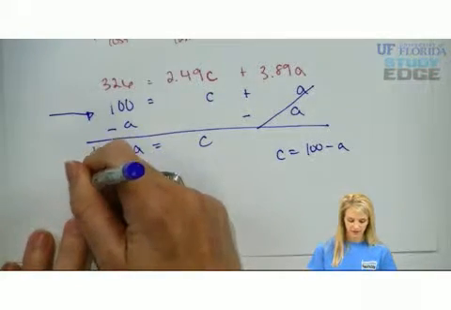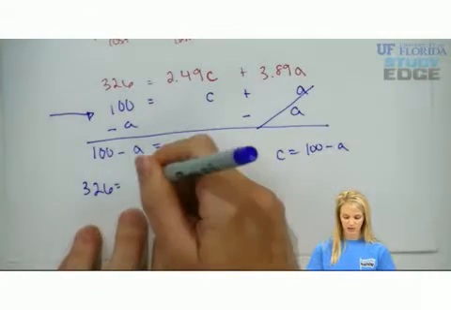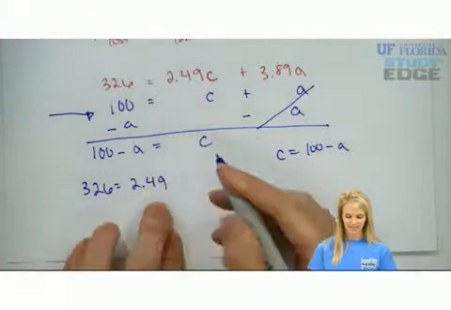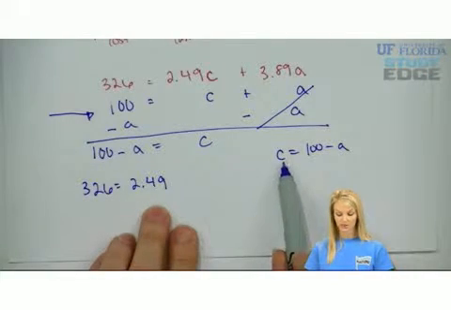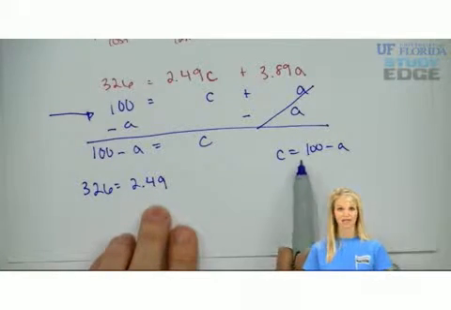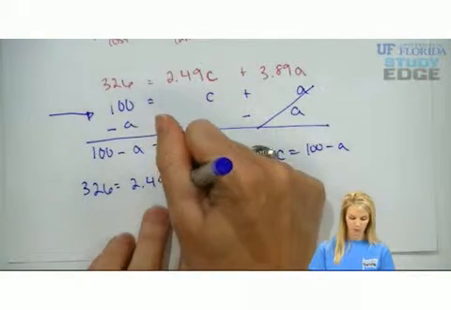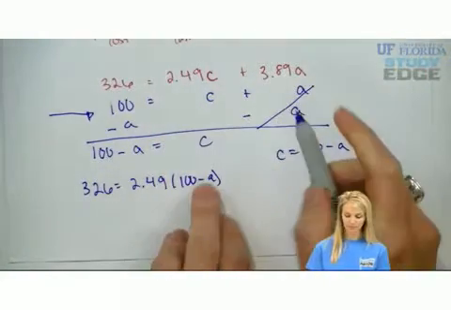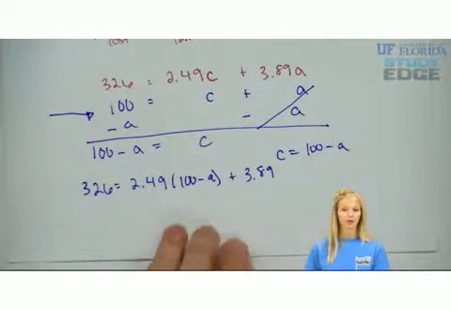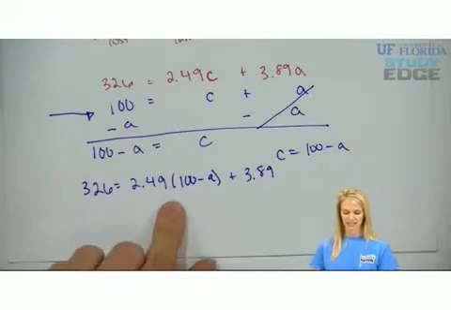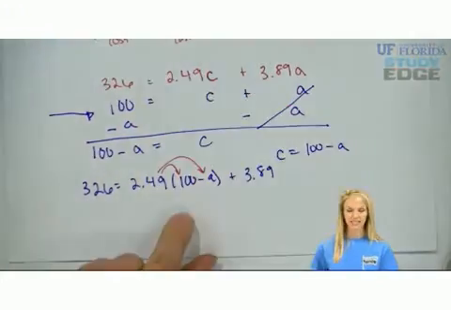So let's write out our first equation. We have 326 is equal to $2.49 times C, number of pounds of cashews that you have. Well, the number of pounds of cashews you have is 100 minus the number of pounds of almonds you have. We have 100 minus A plus $3.89 times A. Well, now let's see what we need to do. We see a parentheses here, so I know I'm going to distribute. I want to get rid of that parentheses.